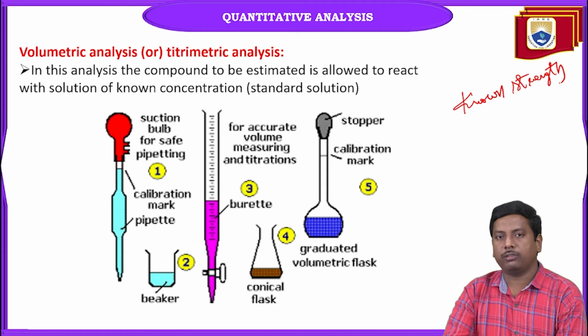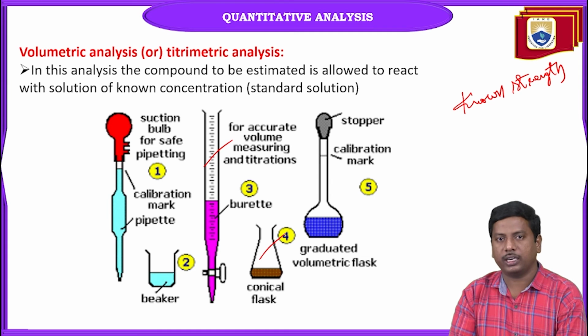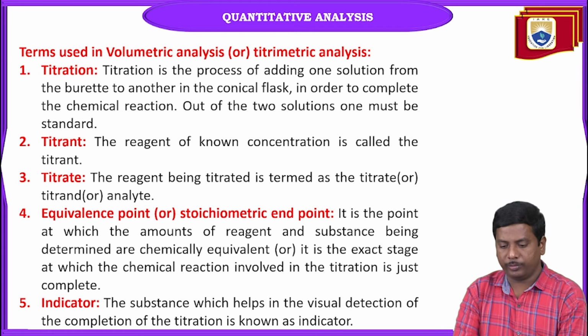So that means out of the 2 reactants involved in the chemical reaction, one must be of known strength. Then only with the help of that known strength of the solution, we can determine the unknown strength of the other compound. And this titration is mainly done using 2 main pieces of equipment, that is the burette and the conical flask. Burette and conical flask.